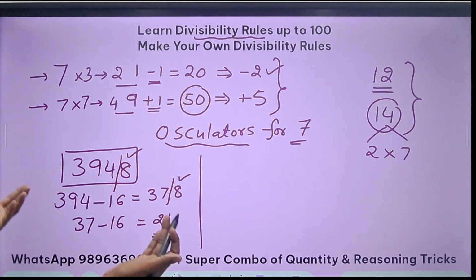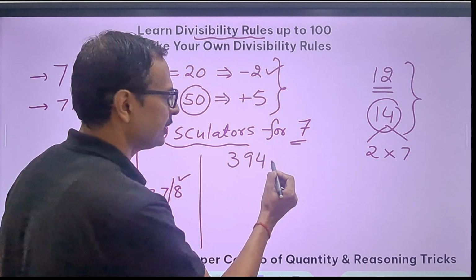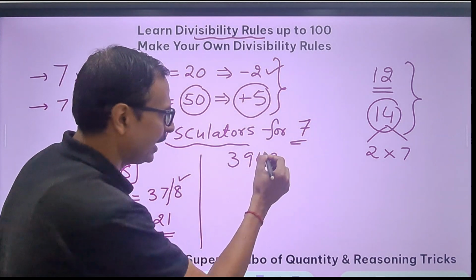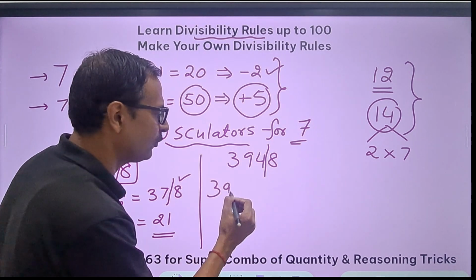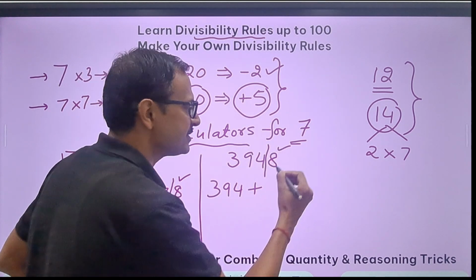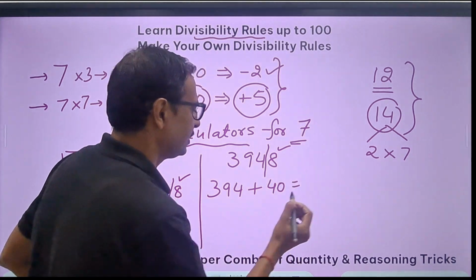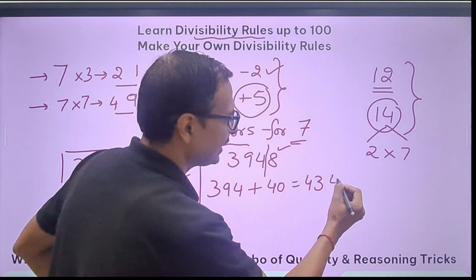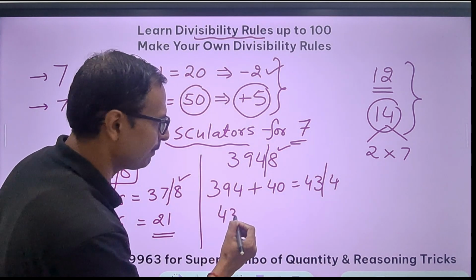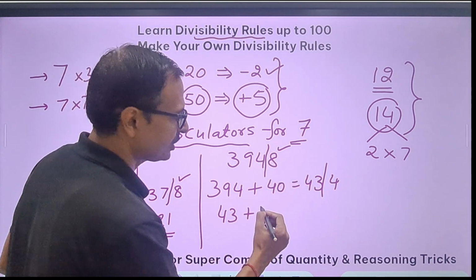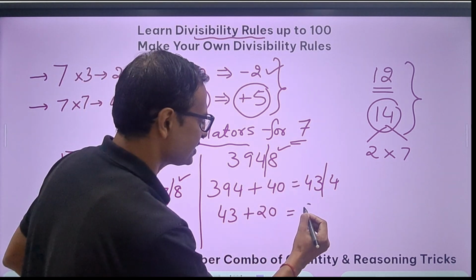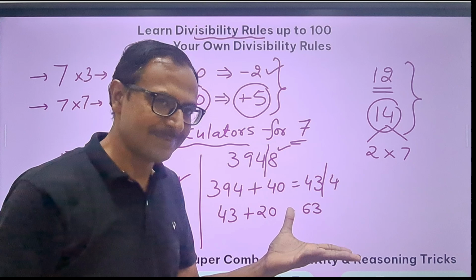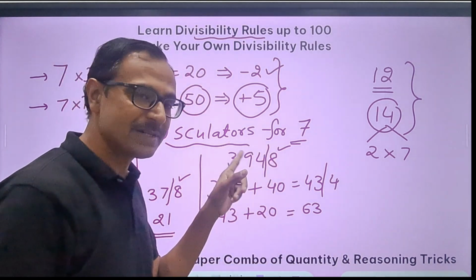Likewise, I can frame another rule for the same number 3948. Now watch. The other oscillator is plus 5, right? So I will separate out the last digit: 394. Now plus 5 times this 8 is 40. So I get 394 plus 40, which is 434, and then again separate out the last digit. So 43 plus 5 times the last digit 4, which is 20, gives 63, right? And now I know 63 is divisible by 7, so the entire number is divisible by 7.